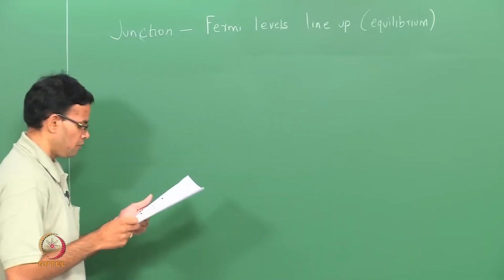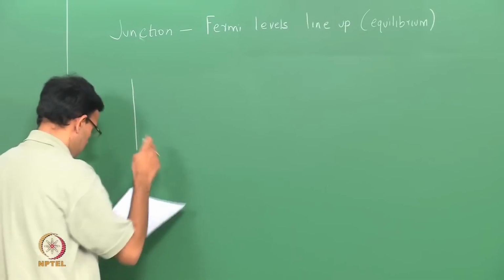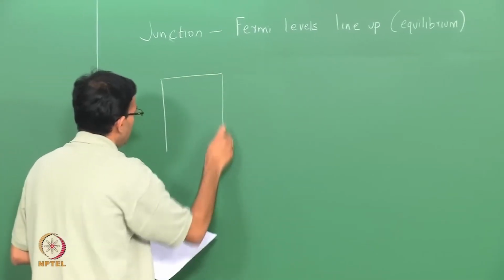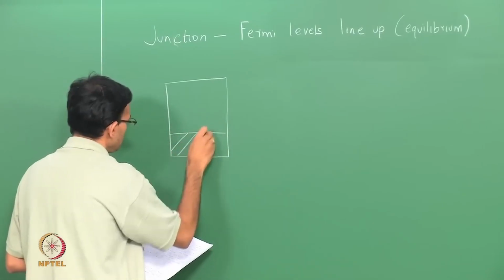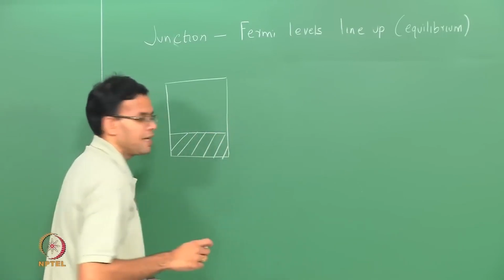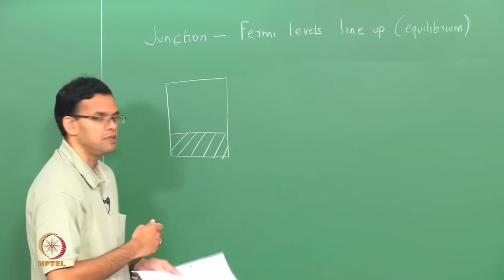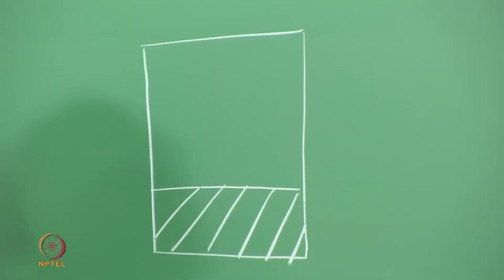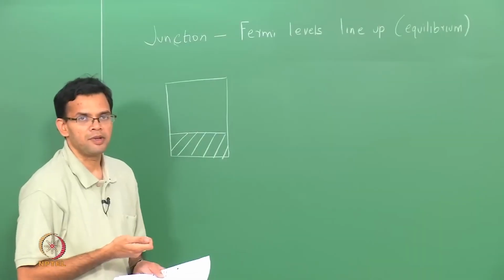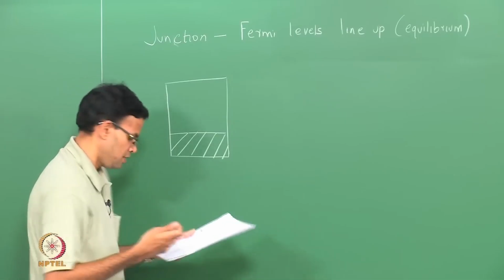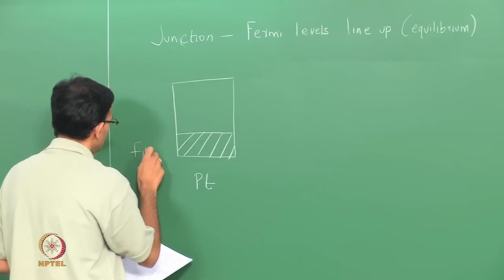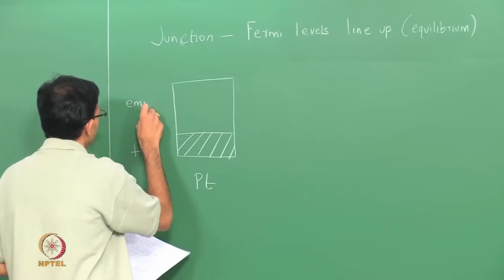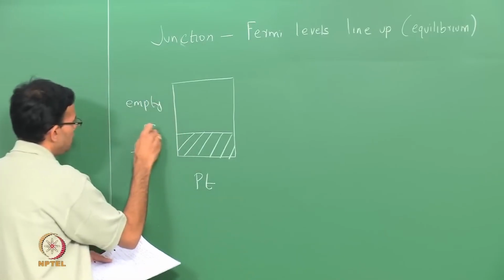So, consider the case of two metals. For this particular example, I will choose platinum and molybdenum. So, let me just draw platinum. Metals are characterized by having a continuous valence and conduction band, so that there are filled and empty states, and EF, that is the Fermi energy, represents the gap between the filled and the empty states. So, this is platinum, these are all filled states, these are all empty states. EF separates the filled and the empty.